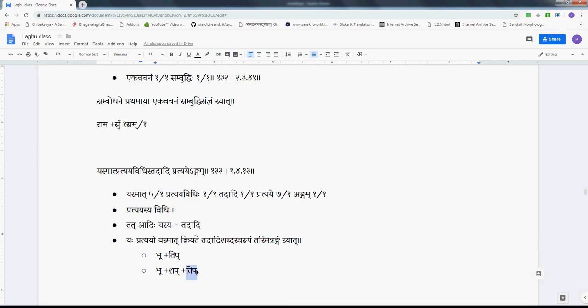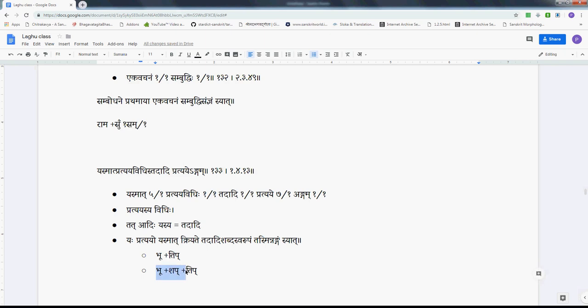So this tip was added for bhu, shap was also added for bhu. When tip is added for bhu, whatever comes and sits here, whatever is the prakriya, starting with bhakara and ending with that very pratyaya, not any other pratyaya, that very pratyaya. For that pratyaya, everything that starts with bhakara, for which the pratyaya was added, and till that very pratyaya, the entire entity will be called anga.